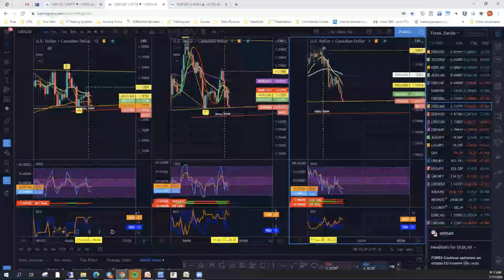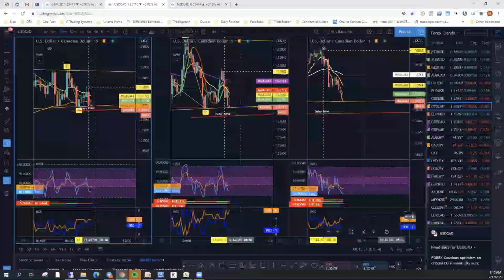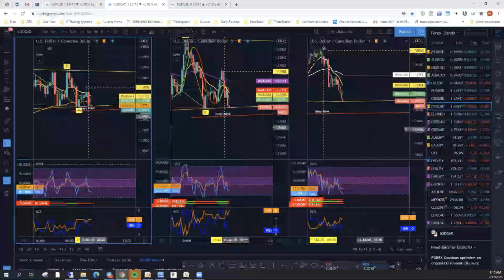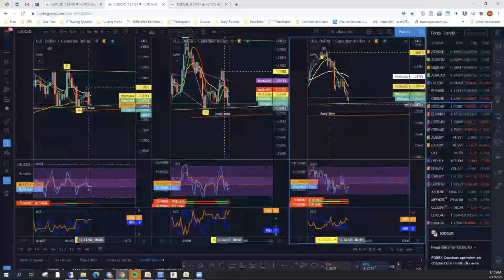Still showing strength, the CAD showing strength. We have a spread of 2 on the 15 minute. I like to see 3. We have a spread of 5 on the 5 minute, and we have a spread of 5 on the 1 minute. So right now it's showing a pretty good, see how it just bounced right off the wedge.